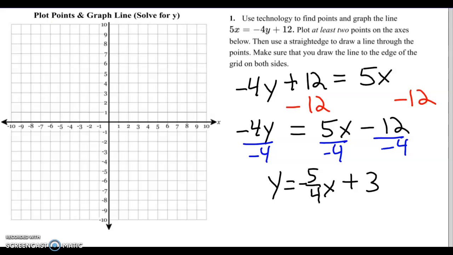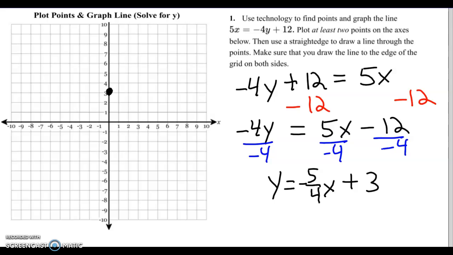And then that's going to get me y is equal to negative 5 over 4x plus 3. Always check to make sure this fraction can be simplified. And if it can't, you just leave it alone. Alright, then negative divided by negative is positive. 12 divided by 4 is 3. Now I have my equation in slope-intercept form. All I want to do is plot it and put it on the graph now.